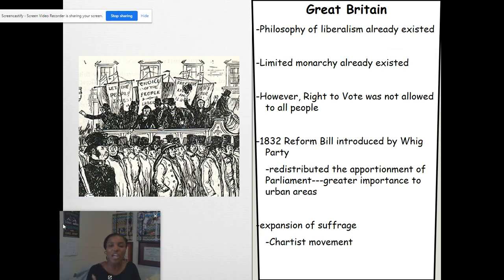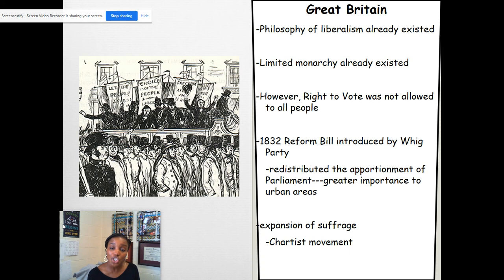Great Britain, so we're going to look at the countries. They had already had a philosophy of liberalism or democracy. They had a limited monarchy already. However, the right to vote, or franchisement, was not allowed to all people. So this is something that they really were lobbying for.